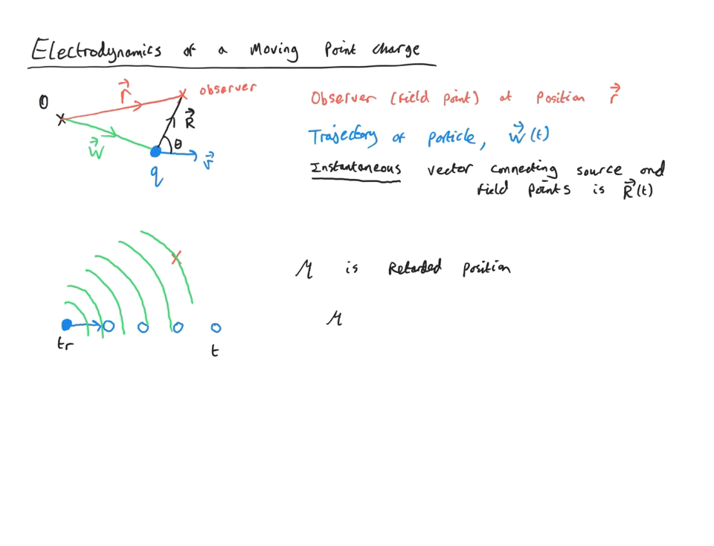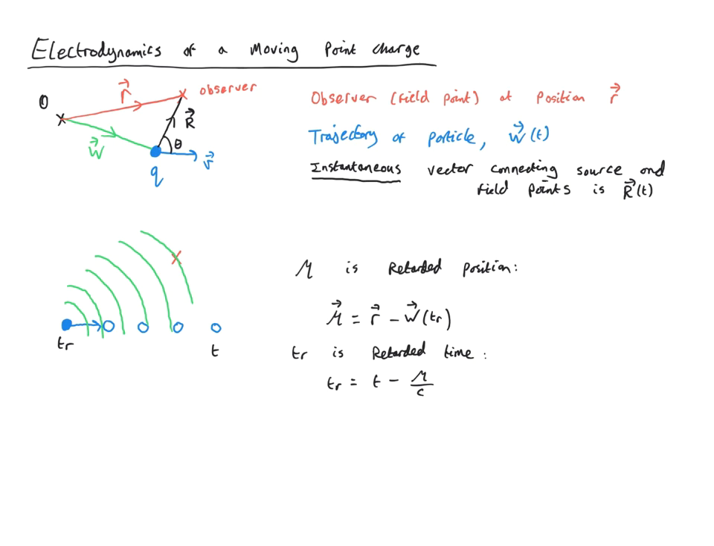as being defined by the separation between the observer and the particle, but evaluated at the retarded time. And the retarded time is itself implicitly defined by this equation. So this is the usual expression for the retarded time, but now written in terms of this retarded position vector.